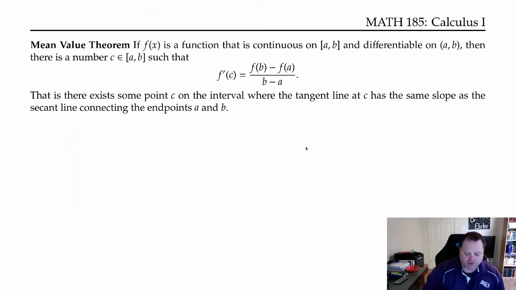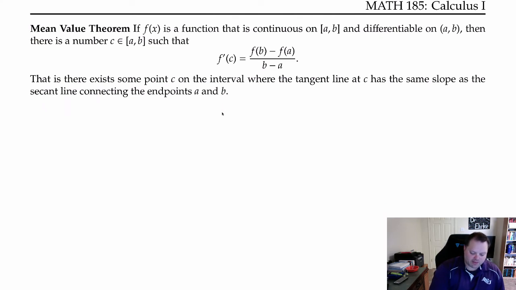The next theorem is something called the mean value theorem. It assumes that your function is continuous and differentiable, just like Rolle's theorem. Except it says that there's some point on the interval where the tangent line at that point has the same slope as the secant line connecting the endpoints A and B. So let me show it to you this way, and since I'm on my iPad, this is actually really easy to do.